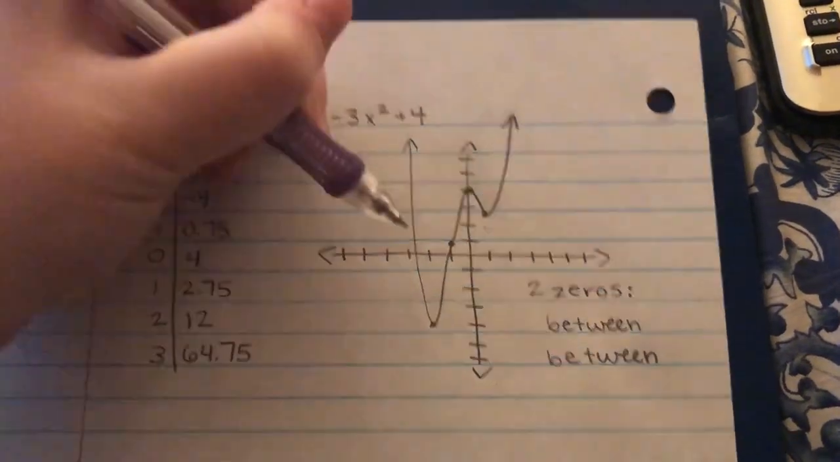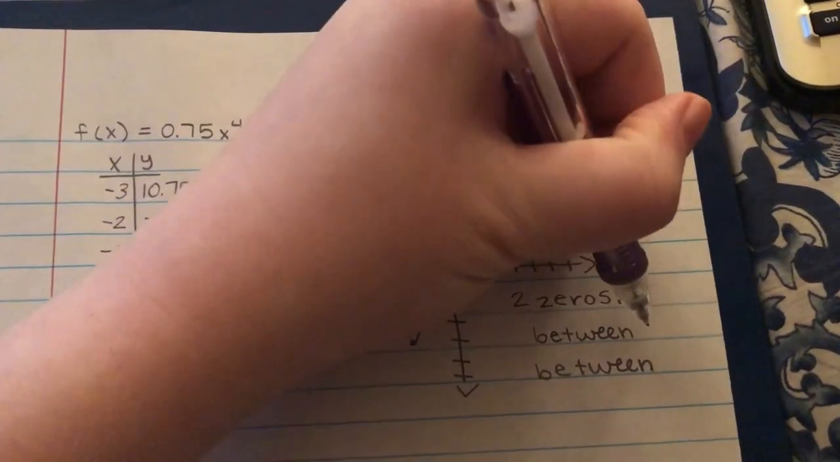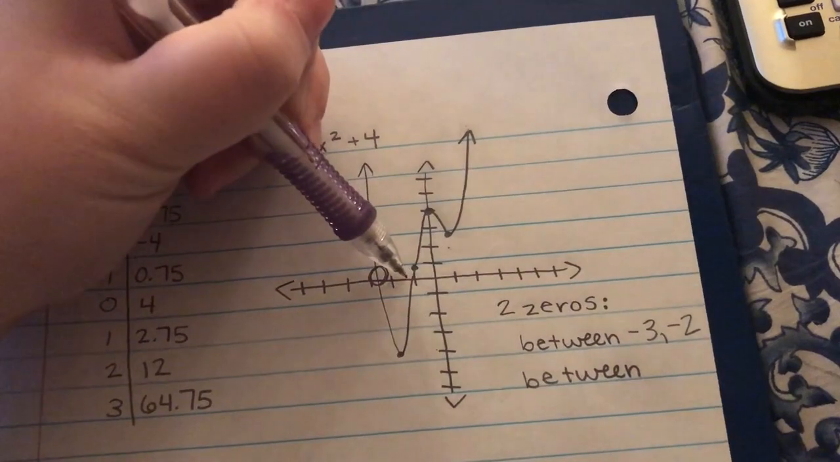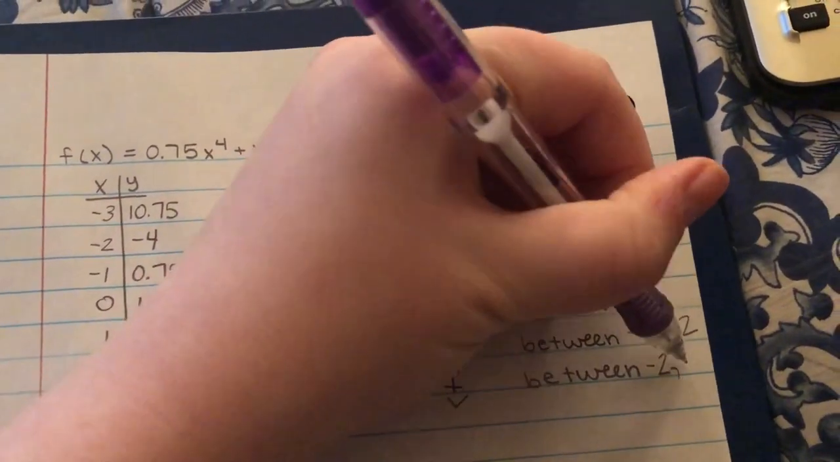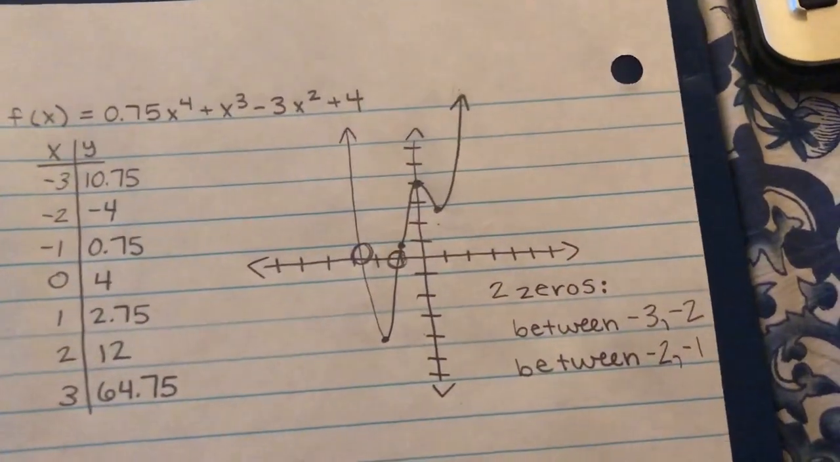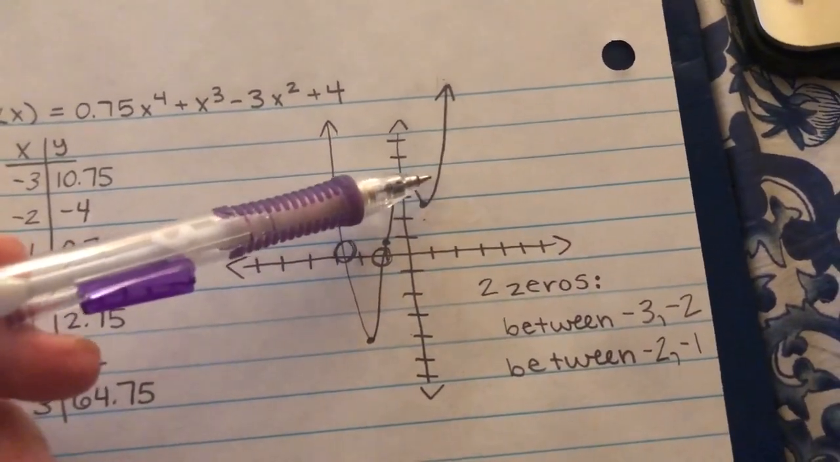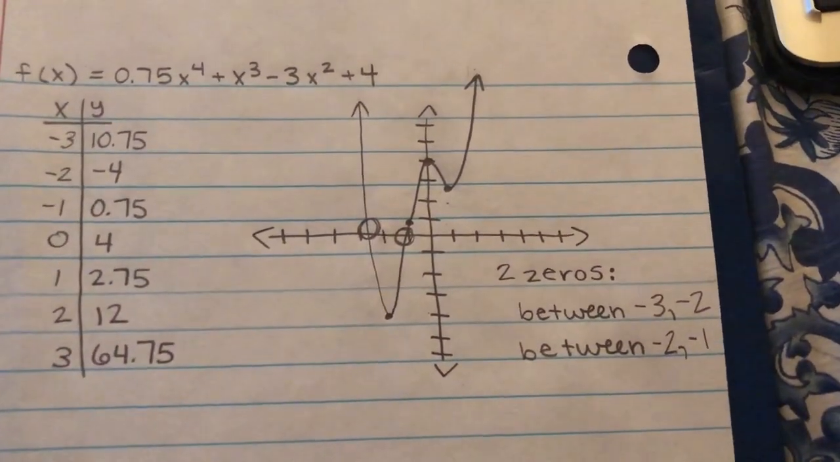Then, when looking at the graph, you can see that the first real zero is between -3 and -2. And then the second and final zero, right here, is between -2 and -1. This also shows that even though you might have a change in direction, that does not mean that it has to touch the x-axis and be a 0.